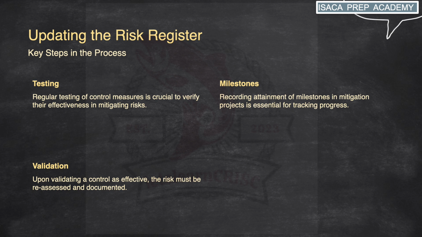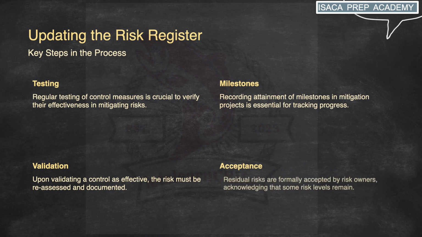Moreover, documenting milestone achievement facilitates post-implementation reviews, enabling organizations to identify lessons learned and refine the risk mitigation process for future projects. Overall, recording milestone attainment is essential for enhancing risk management practices and improving the overall success of mitigation projects.